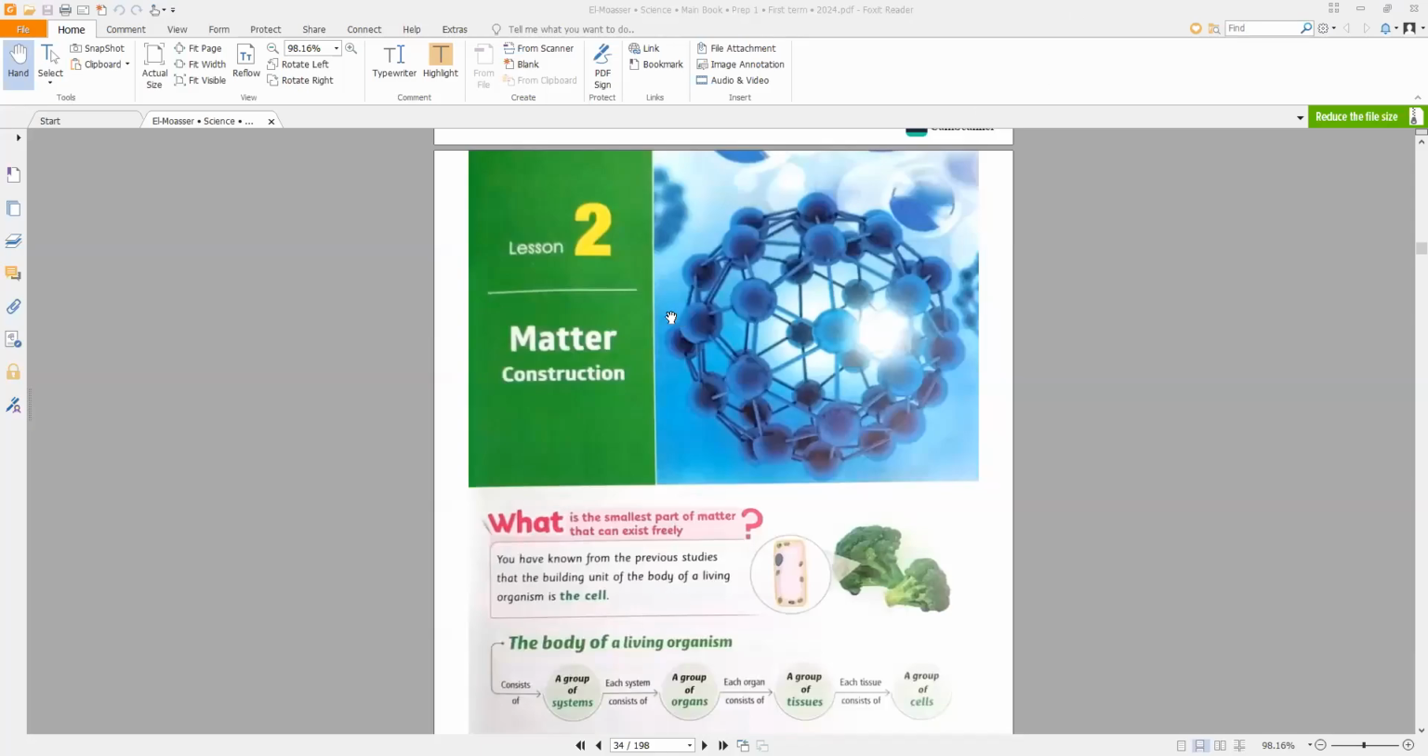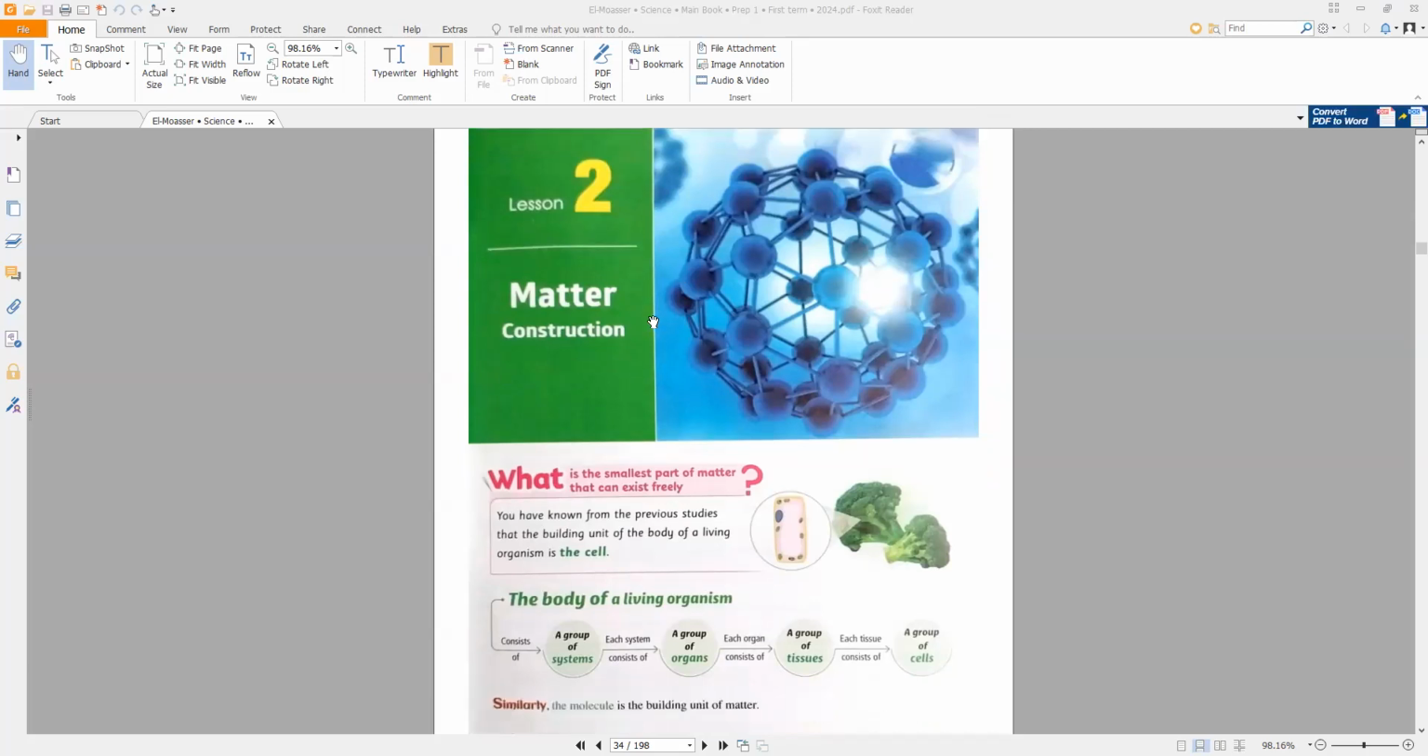Good morning. Today we will complete lesson 2, unit 1, matter construction.